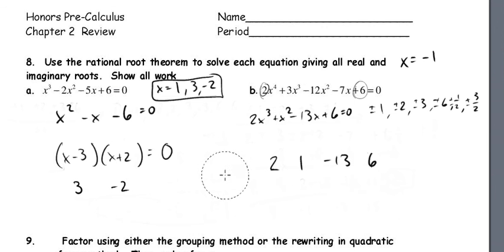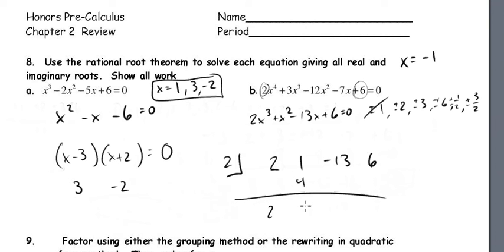So we come back again. 1 I already tried earlier, so that one's out. Let's try 2 now. 2, 4, 5, 10, -3, and -6, and all right, we found one. 2 is another root of ours.